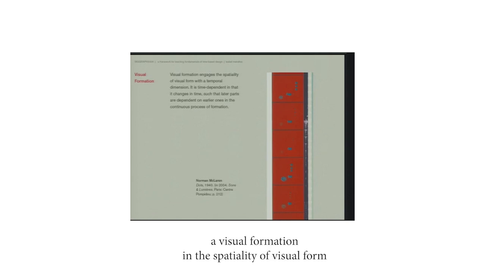A visual formation engages the spatiality of visual form with a temporal dimension. It is time dependent in that it changes in time, such that later parts are dependent on earlier ones, in the continuous process of formation. So we are familiar with that in movies. So just to illustrate this point, here is a strip from Norman McLaren's film Dots from 1940.